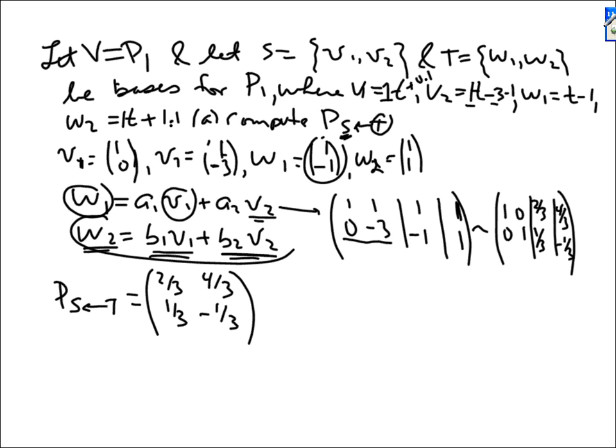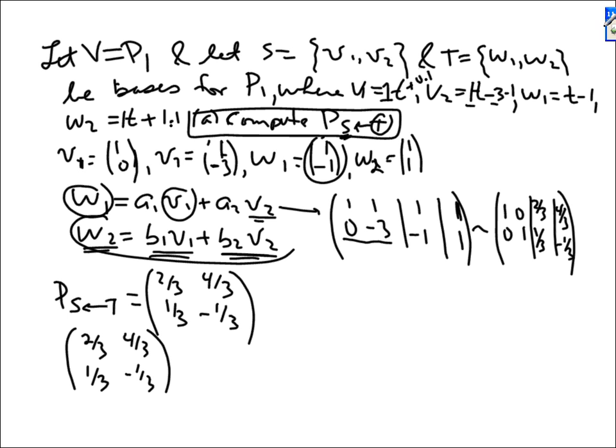Now, let's show that this works. Okay, so I did answer part A. I found it. Now, let us show that it even works. Who knows? Maybe it doesn't even work. Now, what we do is we multiply this matrix by vectors with respect to the basis T.